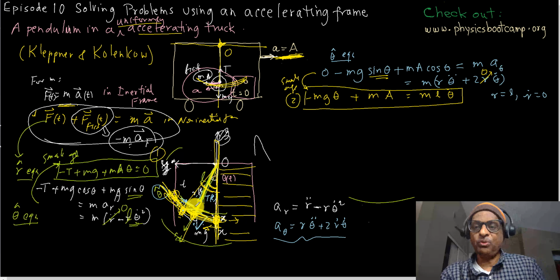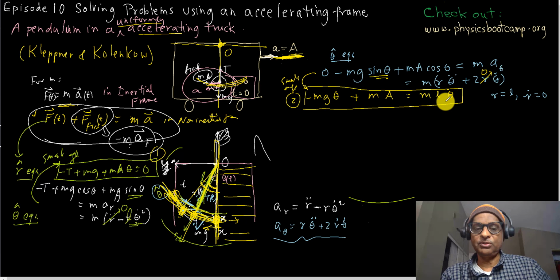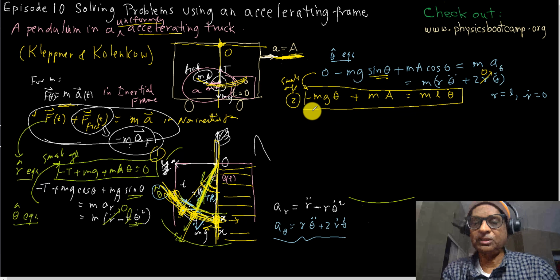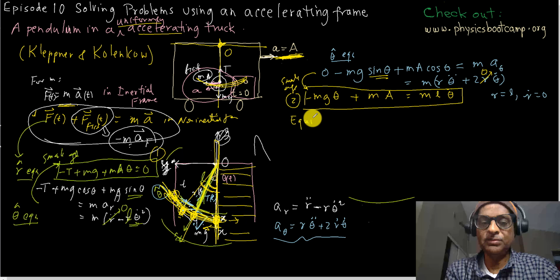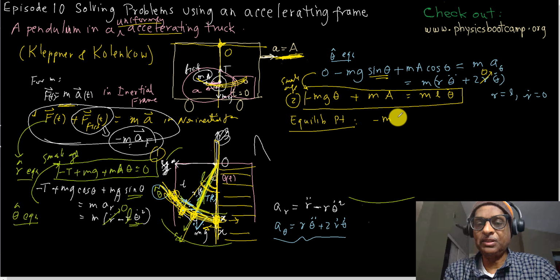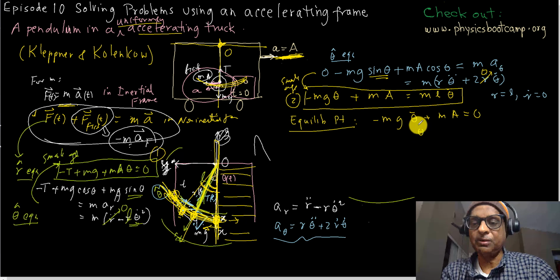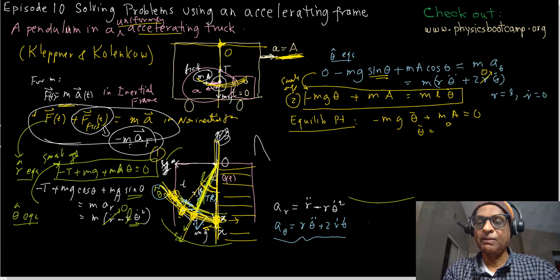So at that point, the equilibrium point, acceleration will have to be 0, and so from this I have mg theta bar plus ma equal to 0, and so theta bar equals, bring this over, it's going to be a over g.